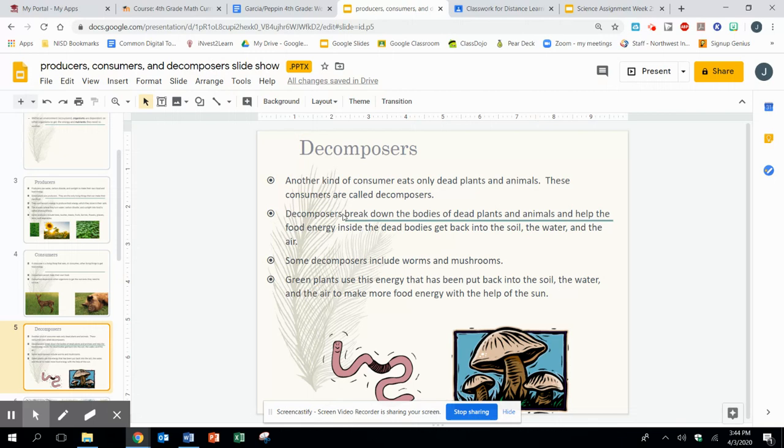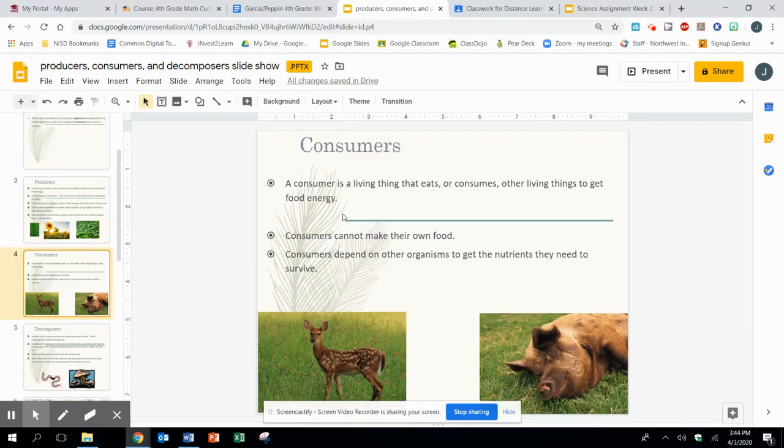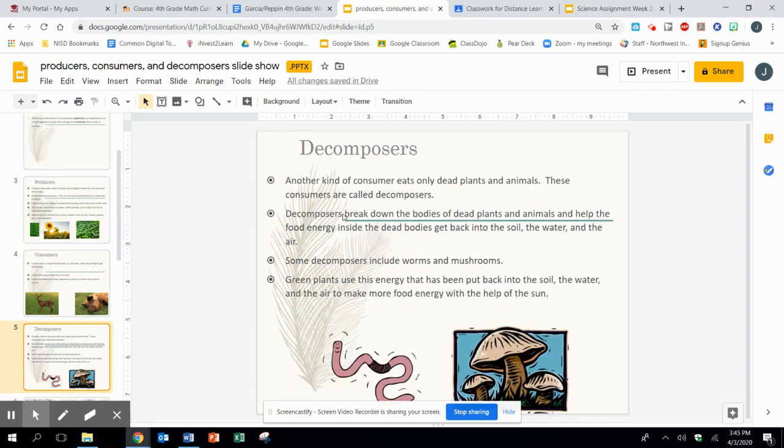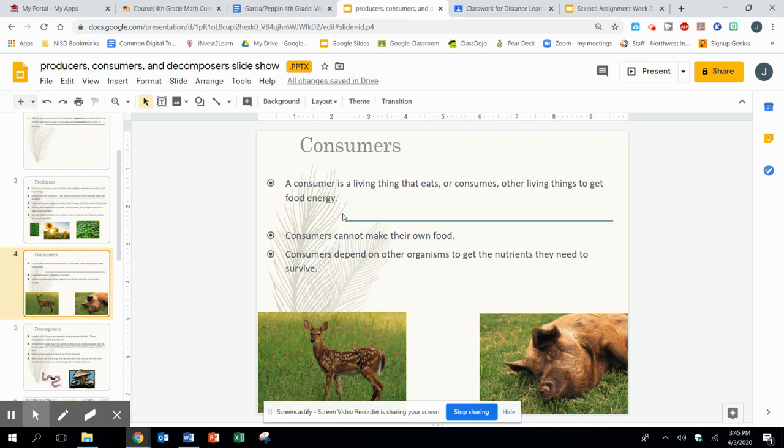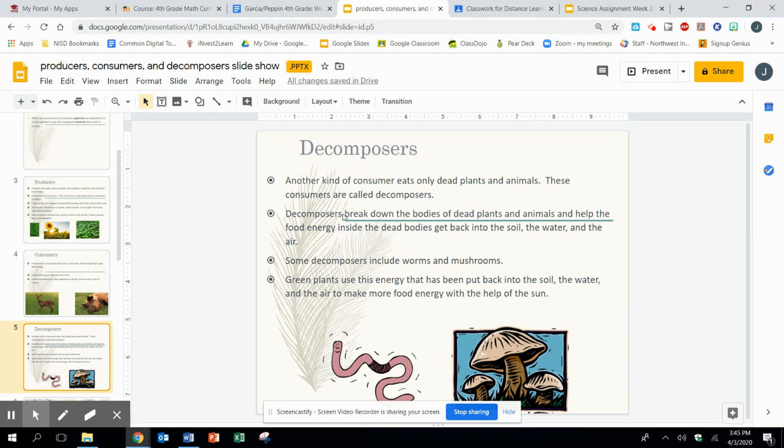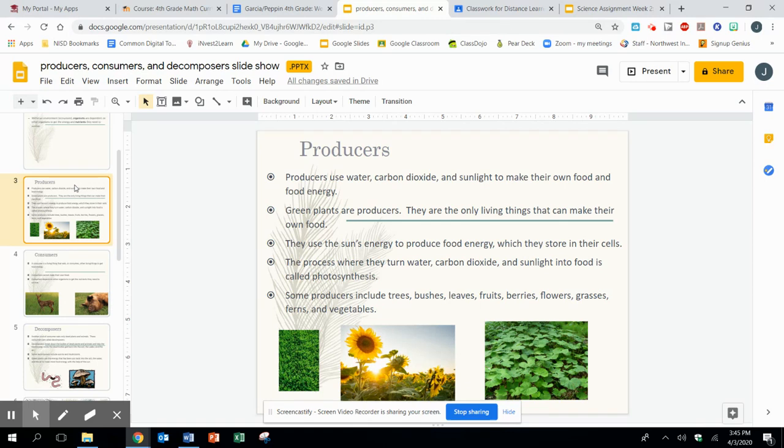With what we've gone over, I hope that y'all will begin to see how producers, consumers, and decomposers are all connected. Producers make their own food and energy. Consumers may eat producers to get their own energy. And then decomposers take all dead matter from producers and consumers, break it down, and return it back to the soil for producers to use.